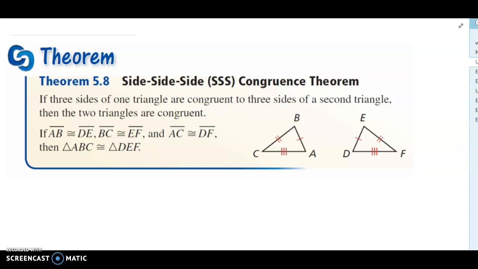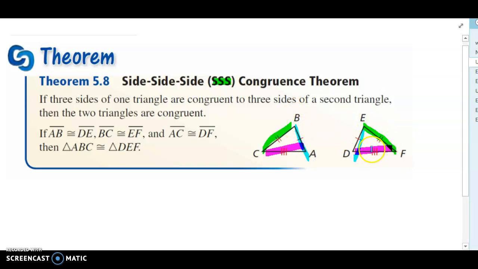Alright, let's turn our attention now to the side-side-side congruence theorem, or a lot of people just call it SSS. If you see SSS, just know that it stands for side-side-side. Now this theorem tells us, as you should have learned in that short video, if all 3 sides of 2 triangles are congruent to the other 3 sides of the other triangle, then these triangles have to be congruent triangles.